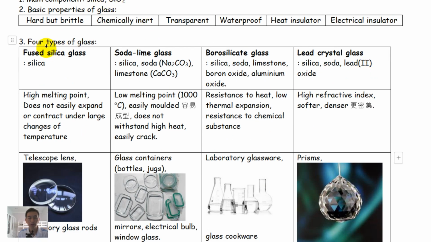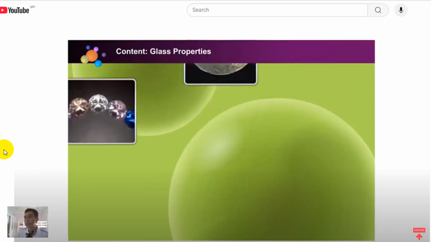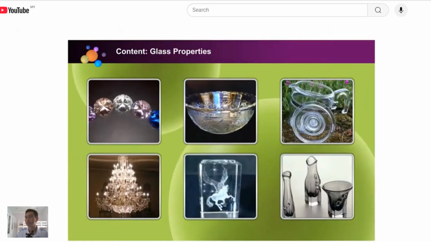然后 there are four types of glass，这个你们都要背起来，有四种 glass。然后老师也找到 video 了，你们看 video 就可以明白了。其实这个 video 都解释得很好了，我们可以直接用这个 video 来教完整个 subtopic 都可以。Glass is an amorphous solid or non-crystalline solid.